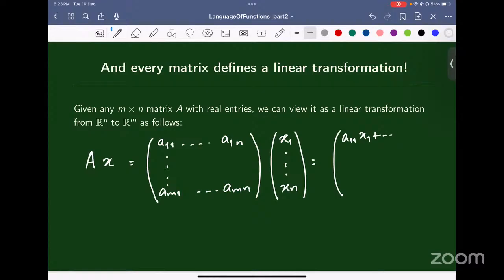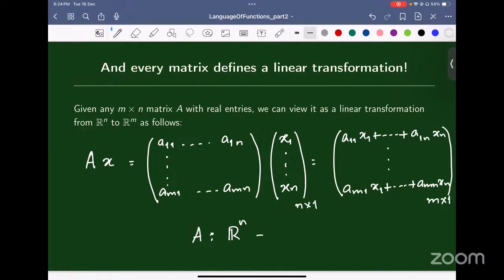a11x1 plus ... plus a1nxn, and so on, down to am1x1 plus ... plus amnxn. This is an n cross 1 vector that results in an m cross 1 output. So this means that A takes a vector from Rn and produces a vector in Rm.